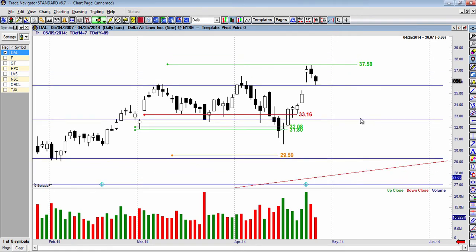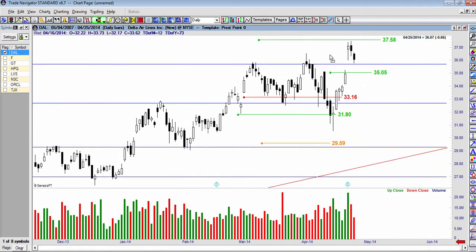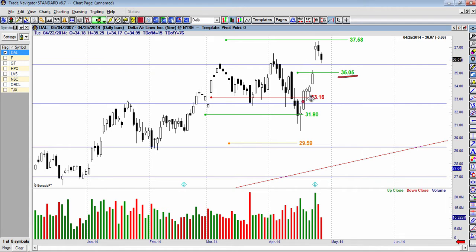In the way of downside trade analysis, it is very simple to set one up at about $35 a share. The reason is because if this earnings gap fails, then we have an exhaustion gap at an all-time high, which is a very, very bearish reversal situation if you're trading DAL. So it's a very neutral trade setup: 35.05 on the bearish side, trading down to $33 or $32.89.